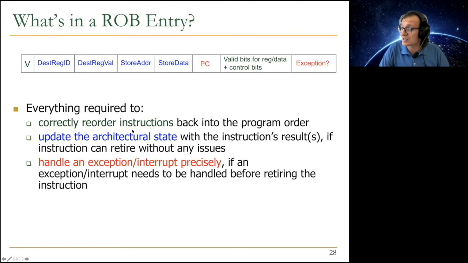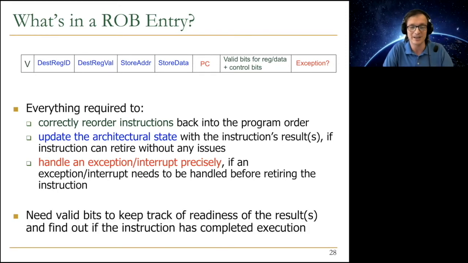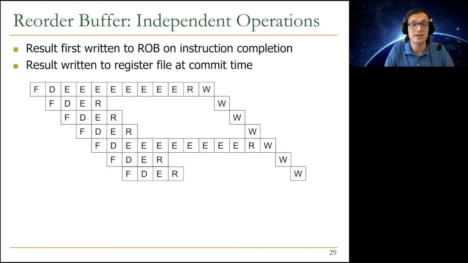How do we know which instruction is the oldest? That's basically, you have a separate pointer that says this is the head pointer in the reorder buffer. We're going to go through an example in a little bit, hopefully. So basically, you need valid bits to keep track of the readiness of the results and find out if the instruction has completed execution, right? So I'm going to give you an example. Yeah, one of your colleagues says we basically have a queue. Yes, absolutely. This is a queue. It's actually a circular queue because it needs to be in hardware, and in hardware you need to implement a circular queue, right? Okay.